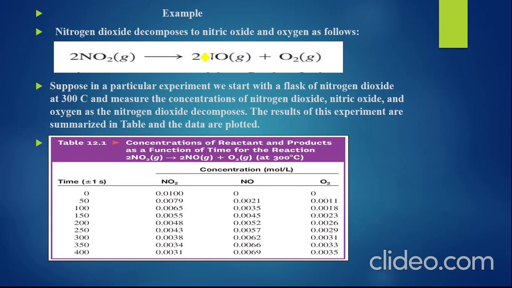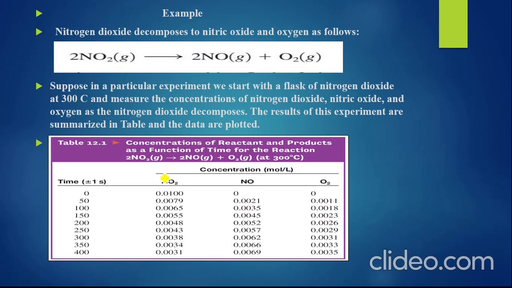Okay, now let's do an example so that you can understand fully. So nitrogen dioxide decomposes to nitric oxide and oxygen as follows. So nitrogen dioxide is decreasing with time, while nitric oxide and oxygen are increasing with time. Suppose in a particular experiment we start with a flask of nitrogen dioxide at 300 degrees Celsius and measure the concentrations of nitrogen dioxide, nitric oxide, and oxygen as the nitrogen dioxide decomposes. The results of this experiment are summarized in the table and the data are plotted.